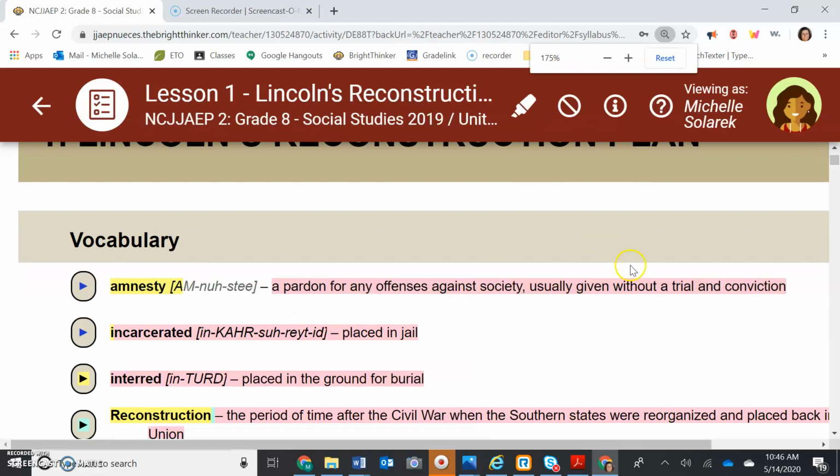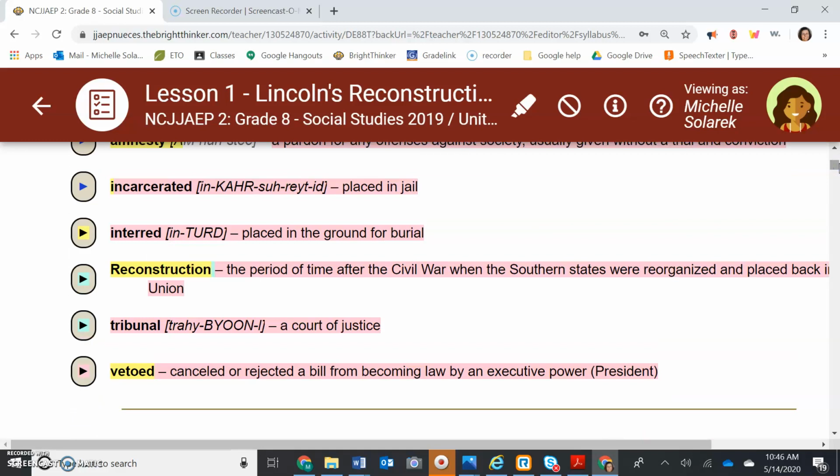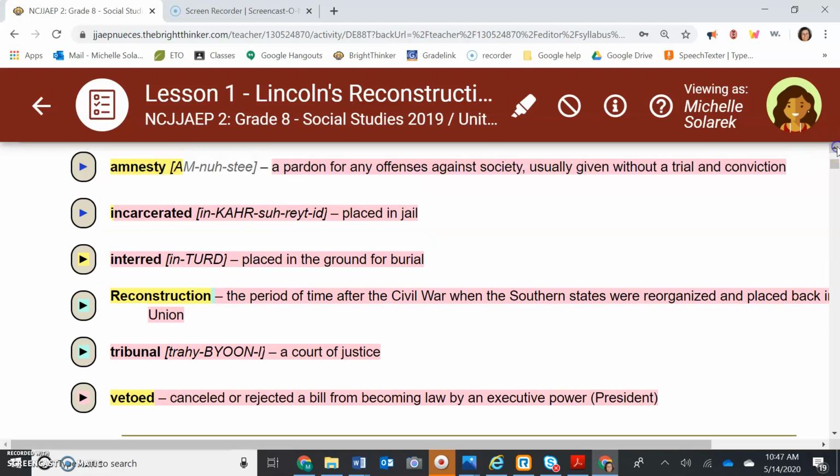I'm just trying to make it a little bit bigger for you here. And a tribunal is a court of justice. And a canceled or rejected bill is a veto. And as you can see, that is your question number 3 answer, because your answers are all in yellow. So the part I'll read to you is in pink, and your answer will be in yellow. So by now you should have written down number 1, amnesty, number 2, Reconstruction, and number 3, veto. And those are your first 3 answers for what you will hand in to your teacher.